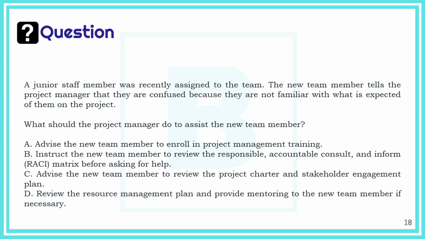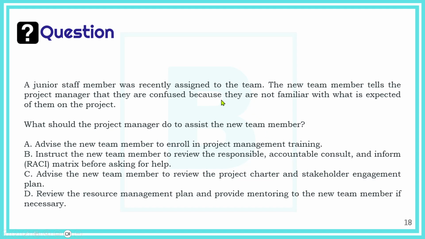Question 4. A junior staff member was recently assigned to the team. The new team member tells the project manager that they're confused because they're not familiar with what is expected of them on the project. Now, what should the project manager do to assist the new team member? Advise the new team member to enroll in project management training. Instruct the new team member to review the responsible, accountable, consult, and inform matrix before asking for help. Advise the new team member to review the project charter and stakeholder engagement plan, or review the resource management plan and provide mentoring to the new team member if necessary.